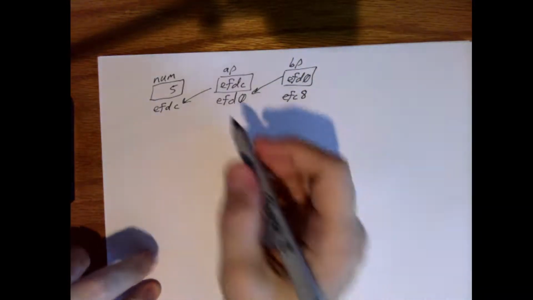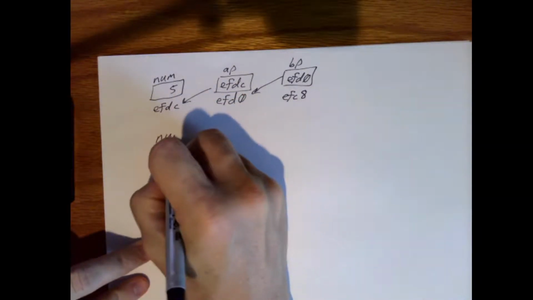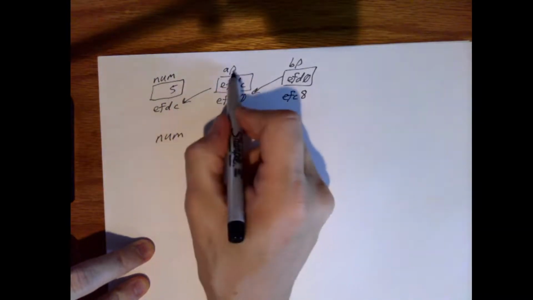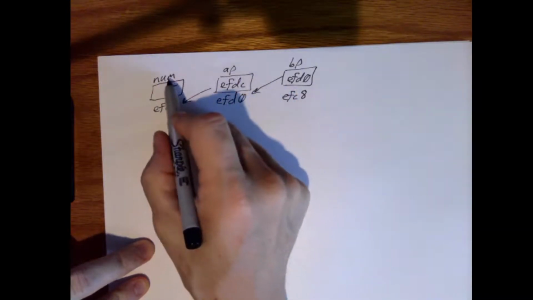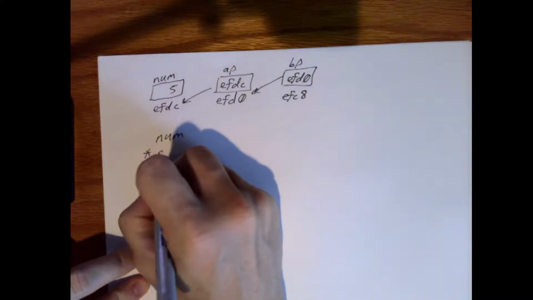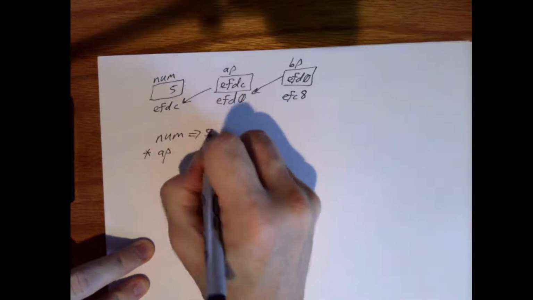So what's happening? When I write num, I get the value 5. AP contains the address of the num variable. So when I dereference AP, I also get 5. So I'll write arrows here to show what the output is.